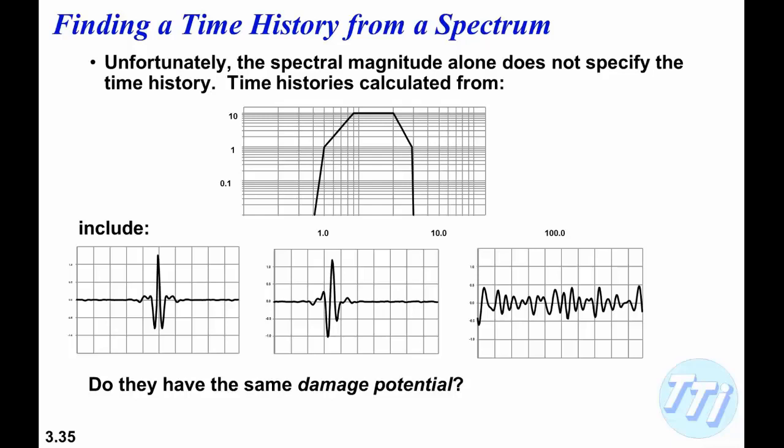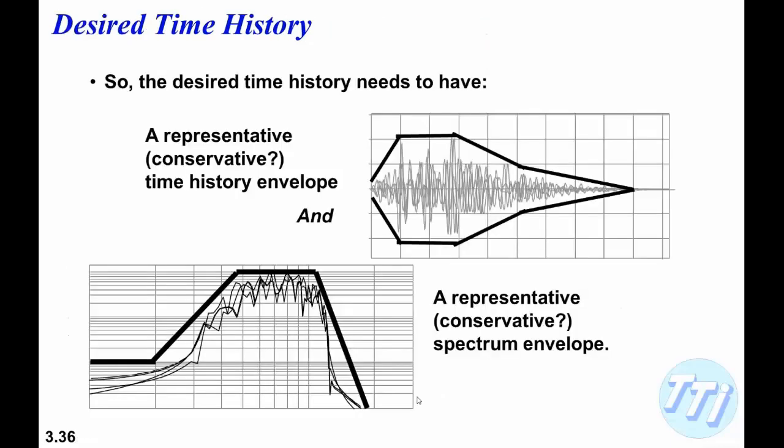So anyway, if we want to find a time history from the spectrum, the spectral magnitude alone, which is what we drew on the last slide, does not define the time history properly. In fact, this particular spectrum has these 3 time histories, and in fact, it has an infinite number of time histories, all that have the same spectral content, but very definitely don't have the same time history, very definitely don't have the same damage potential.